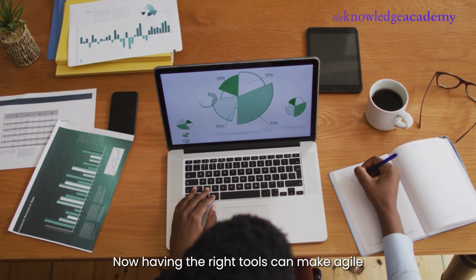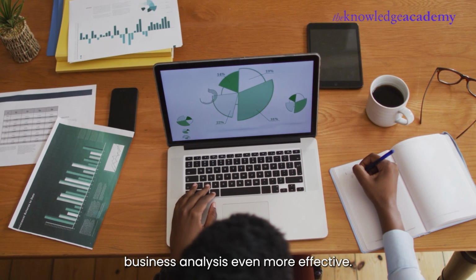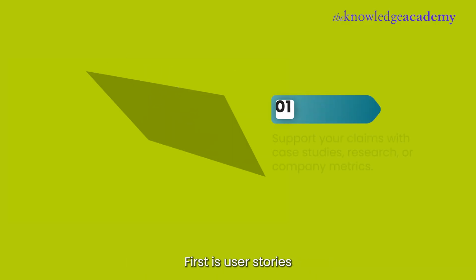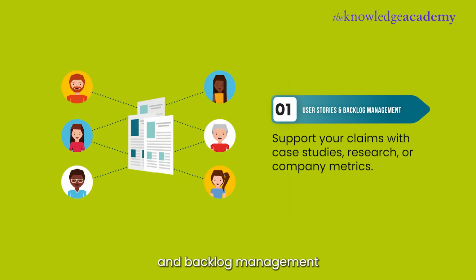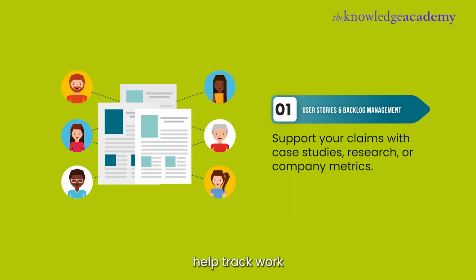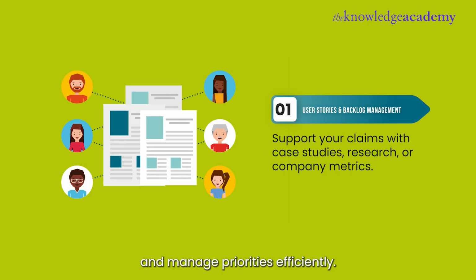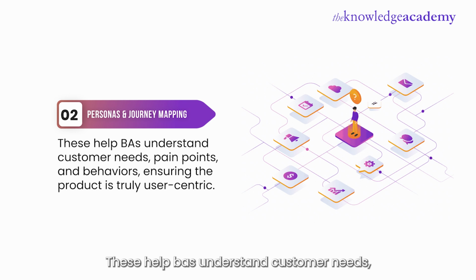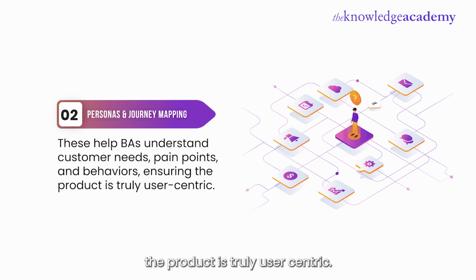Now, having the right tools can make Agile Business Analysis even more effective. Here are some commonly used ones. First is user stories and backlog management. Tools like Jira and Trello help track work and manage priorities efficiently. Next is personas and journey mapping. These help BAs understand customer needs, pain points, and behaviors, ensuring the product is truly user-centric.